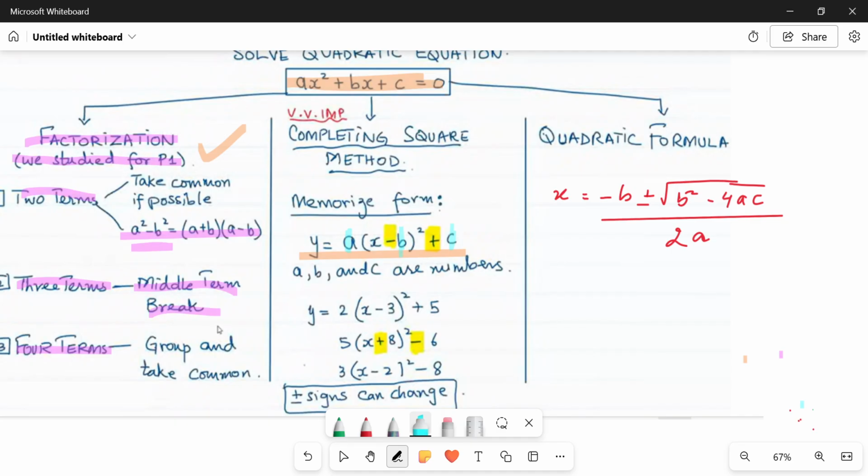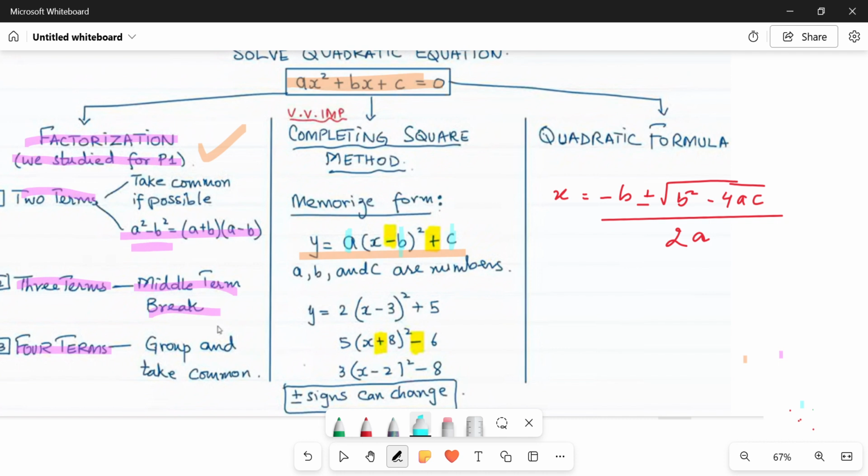So how are you going to solve? First of all, you need to memorize this form: y equals a times (x minus b) the whole squared plus c. When you see the question in this format, you need to identify that this is completing the square, right?